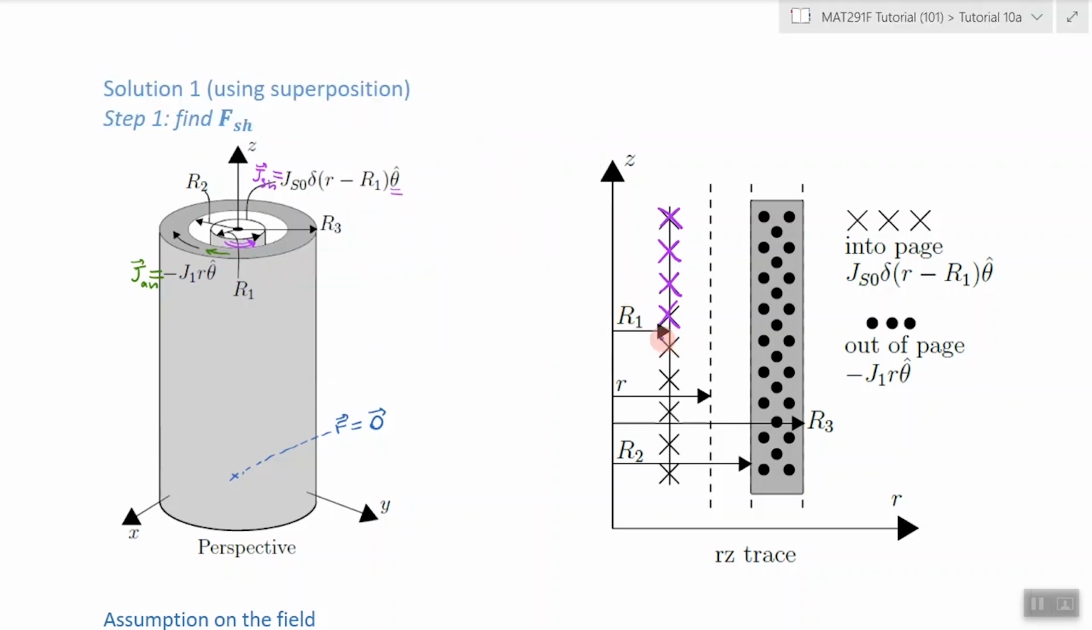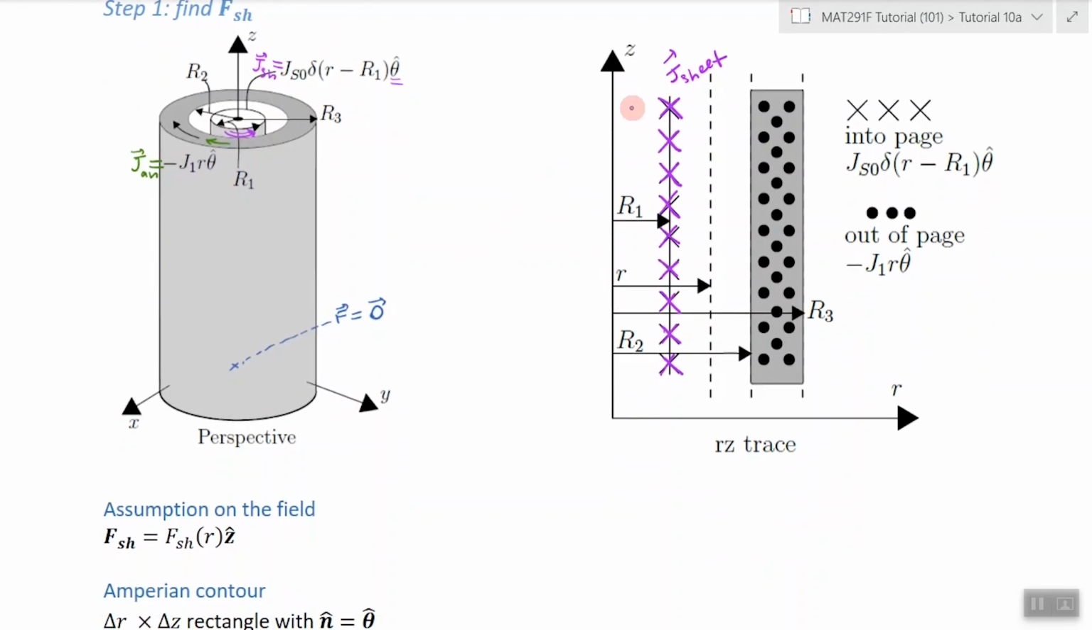So for this part of the problem, we are pretending that the only object right now is the sheet. So this purple here, this is J sheet. The sheet produces the field like this. It's going in the positive Z direction inside of the sheet, and it's equal to 0 outside of the sheet.